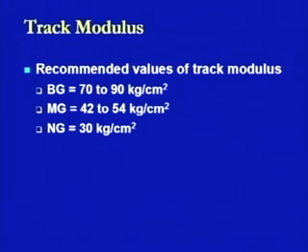What we can see is that if we go from the higher gauge to the lower gauge, that is from the broad gauge to meter gauge or from meter gauge to the narrow gauge, the value of track modulus is decreasing. It is 70 to 90 kg per centimeter square in the case of the broad gauge, whereas it is 40 to 54 kg per centimeter square in the case of meter gauge. Lastly, in the case of narrow gauge, this value is almost 1/3 of what we are getting in broad gauge, or you can see it ranges from 1/2 to 1/3, that is, it is around 30 kg per centimeter square.